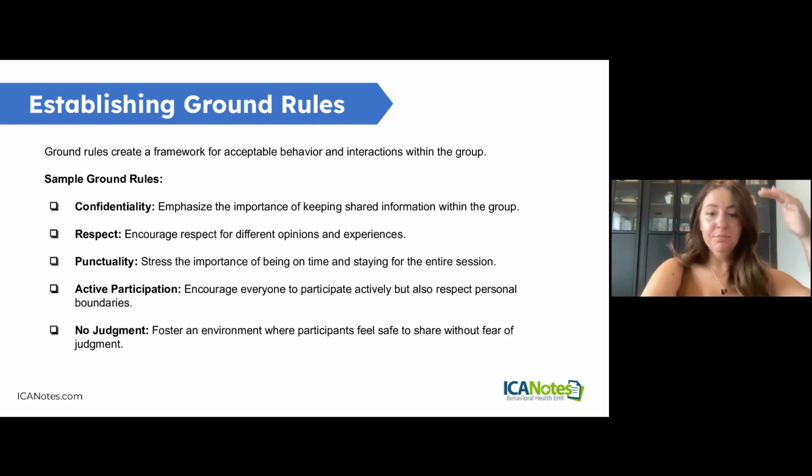Confidentiality is the number one. What happens in group stays in group. Whether you know these people from outside or not, we don't talk about what goes on here. Respect, of course. Punctuality is very important. What we don't want is people coming in halfway through, needing to be caught up on what's going on, because that is wasteful of everybody else's time. That could be really frustrating. And the person who's late, they just miss out.